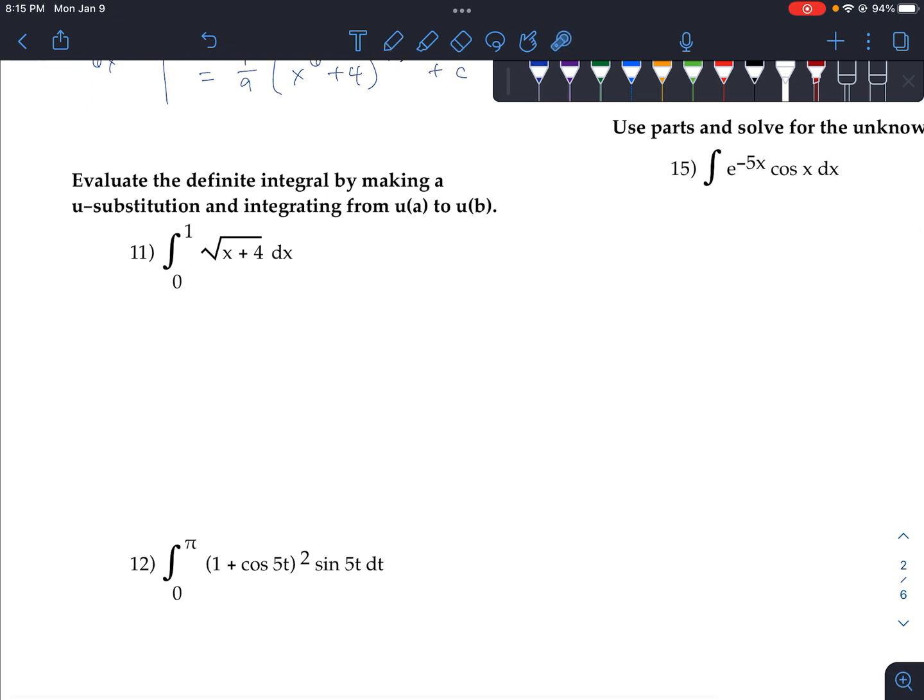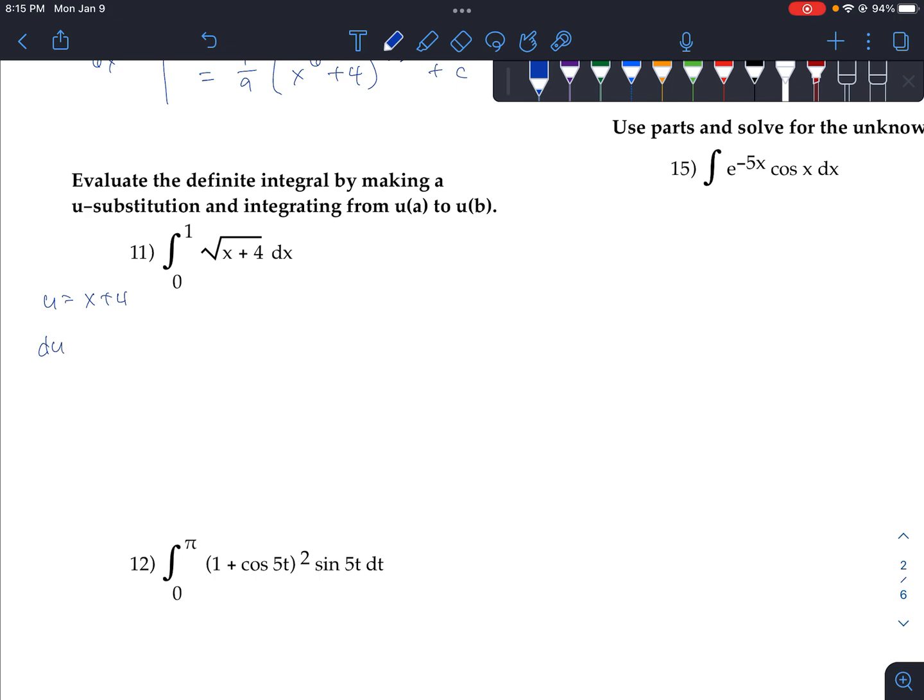I do like performing u substitution. So we're evaluating because we have bounds. I do like using this method right here. Okay, so u substitution. I'm going to make u equal to x plus 4.